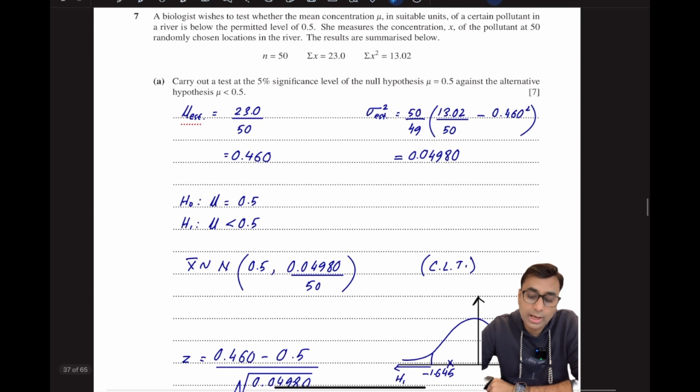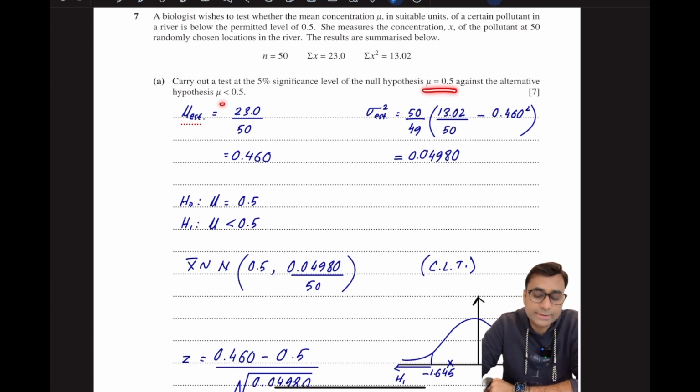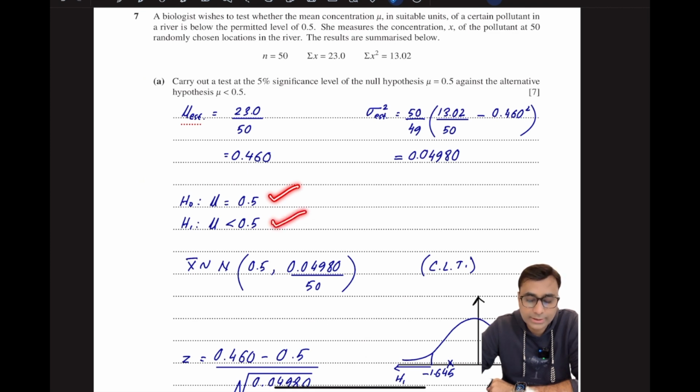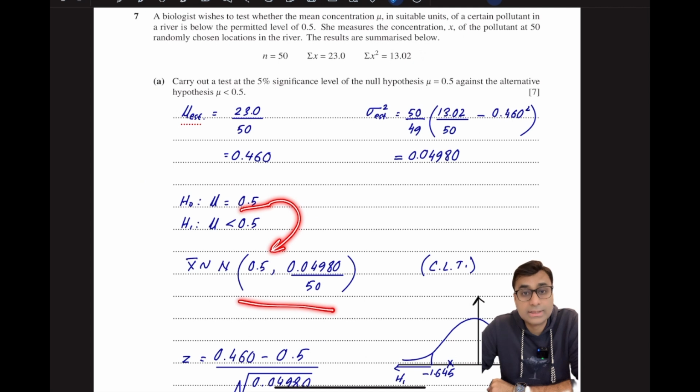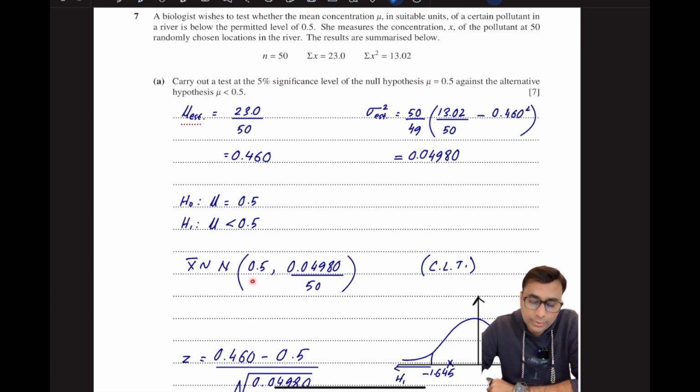Once I've done that, I have to perform a hypothesis test of mu is equal to 0.5 against mu is less than 0.5. So my null hypothesis is mu is equal to 0.5 and the alternate is mu is less than 0.5. With the null hypothesis to be true, I will write down the distribution of the sample mean. Since the sample size is bigger than 50, despite not knowing the population distribution, I can claim that the sample mean must follow a normal distribution applying the central limit theorem.